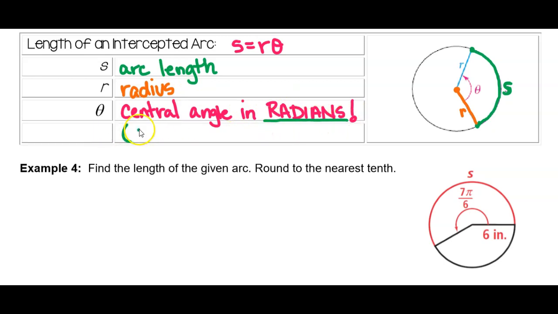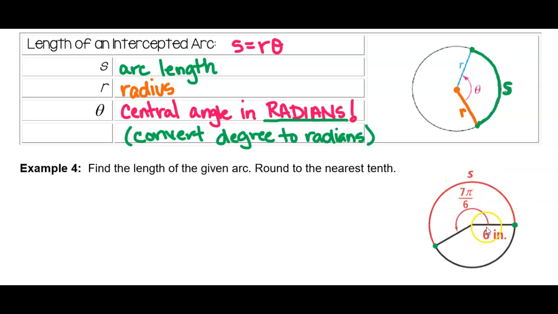So if we needed to, we would have to convert degree measure to radians, if necessary. All right, so example 4 says give the length of the given arc. So they want to know this distance from here all the way to here, so this red portion of the arc.